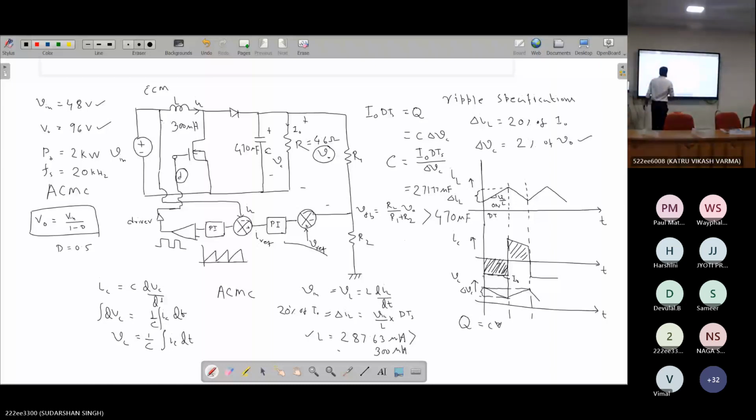The next job is to find out the controller values, two PI values. For that, as I said, we need to find out the different transfer functions. There are different techniques to find out the transfer function. We have used here the state space averaging technique.